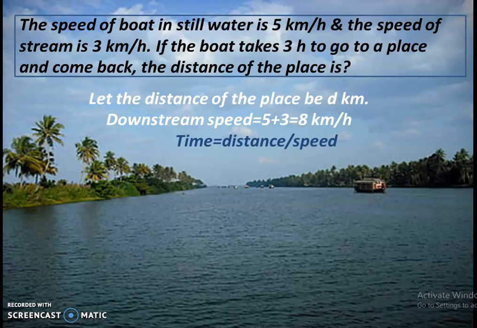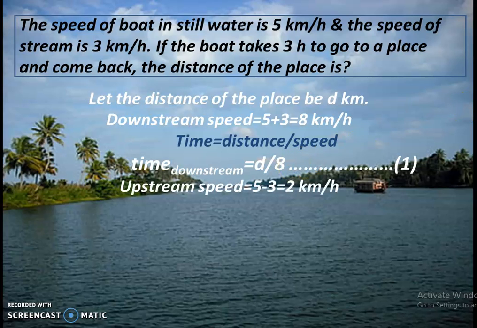So using the formula time equals distance upon speed, we can calculate the downstream time, and it will be d upon 8. Here d is distance and 8 is the downstream speed, right? In similar manner, we can calculate upstream speed by subtracting 3 from 5. It will be 2 km per hour. Now we know the upstream speed. Distance is d kilometers. So using the formula time equals distance upon speed, we can calculate the time, and it will be d upon 2.